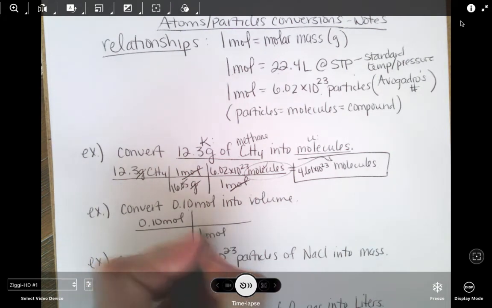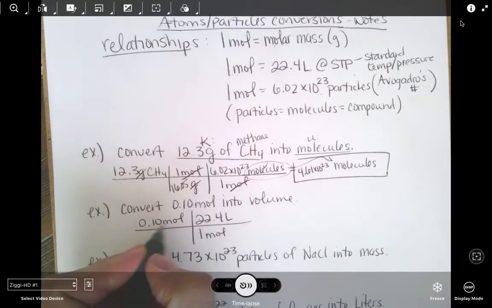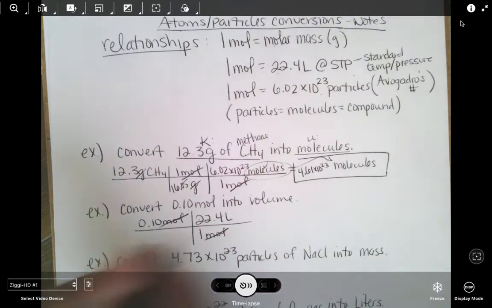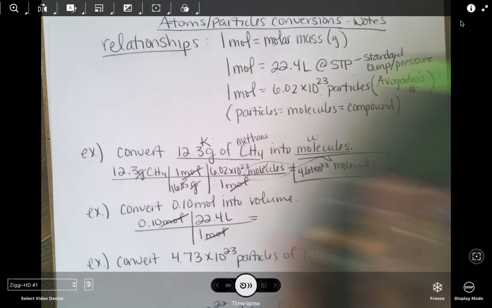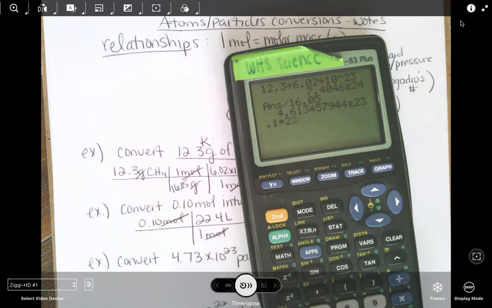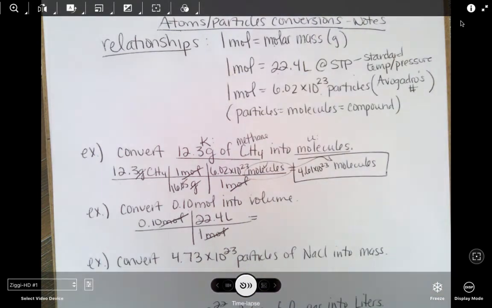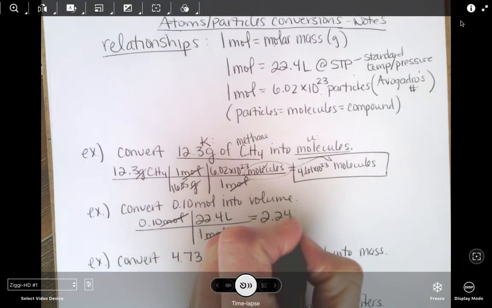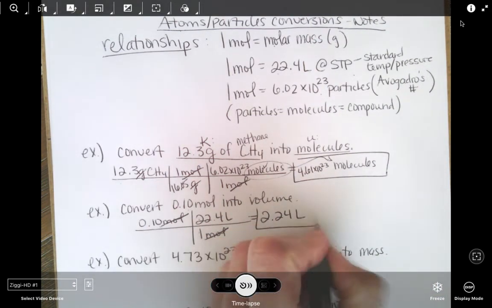1 mole equals 22.4 liters. You put one on one side, one on the other side. The reason why moles goes down there is because it needs to cancel out. Well, I reached the units I was looking for, therefore you just take 0.1 times 22.4, and your answer is 2.24. So you just move the decimal place over one time. And it's volume, so my units are liters.